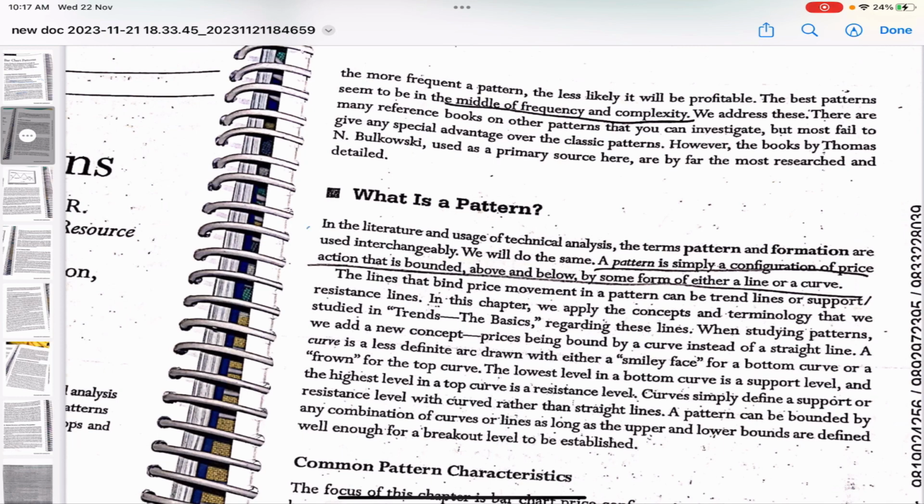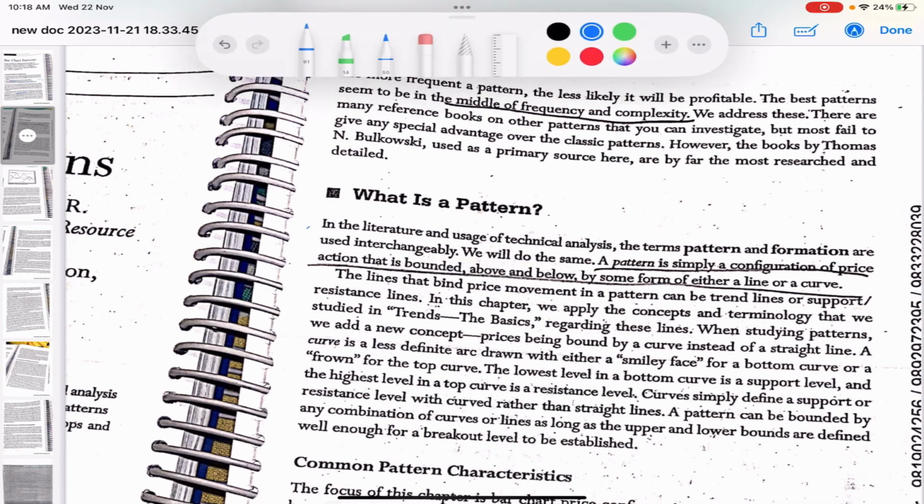Okay, so what exactly is a pattern? A pattern is just a configuration of the price action. Whatever price action is going on in the chart, the pattern is basically just its configuration, and it can either be bounded above, bounded below, or not bounded at all. If you're talking about the M pattern, you know that it is bounded above. If you are talking about the W pattern, it is bounded below. And if you're talking about some pattern like this, it is bounded from both sides. So that is the concept of bounding.